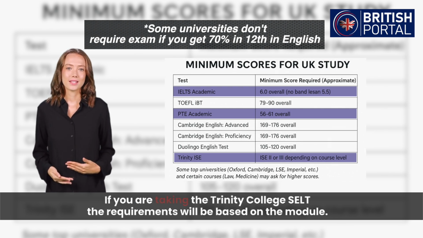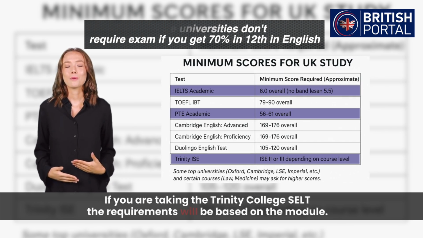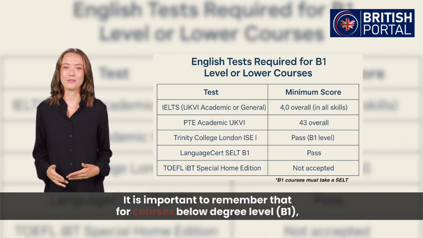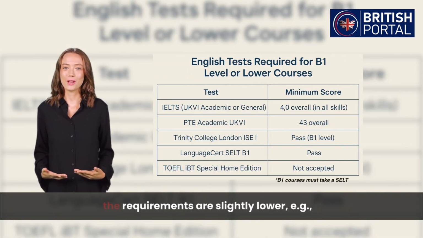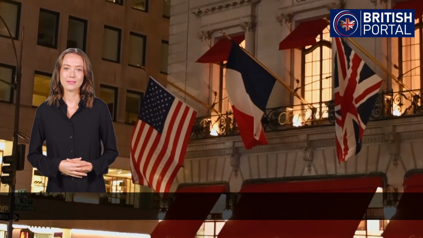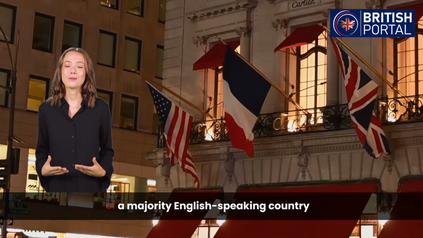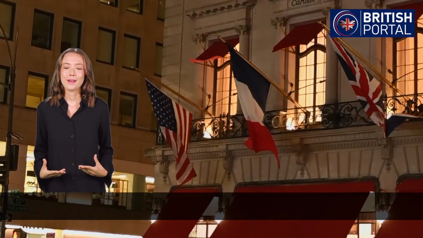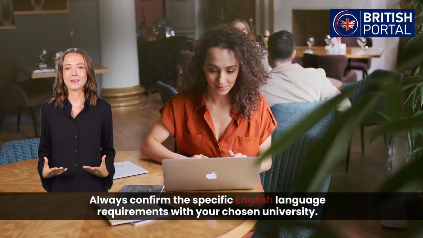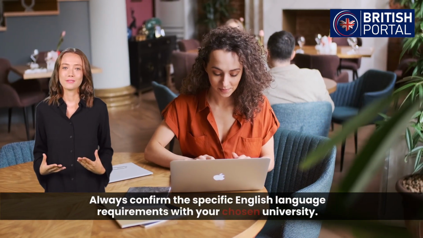If you're taking the Trinity College SELT, the requirement will be based on the module. It's important to remember that for courses below degree level, B1, the requirements are slightly lower, for example, an IELTS score of 4.0+. Also, you might be exempt if you are a national of a majority English-speaking country, or if you've previously studied in English. Always confirm the specific English language requirements with your chosen university.